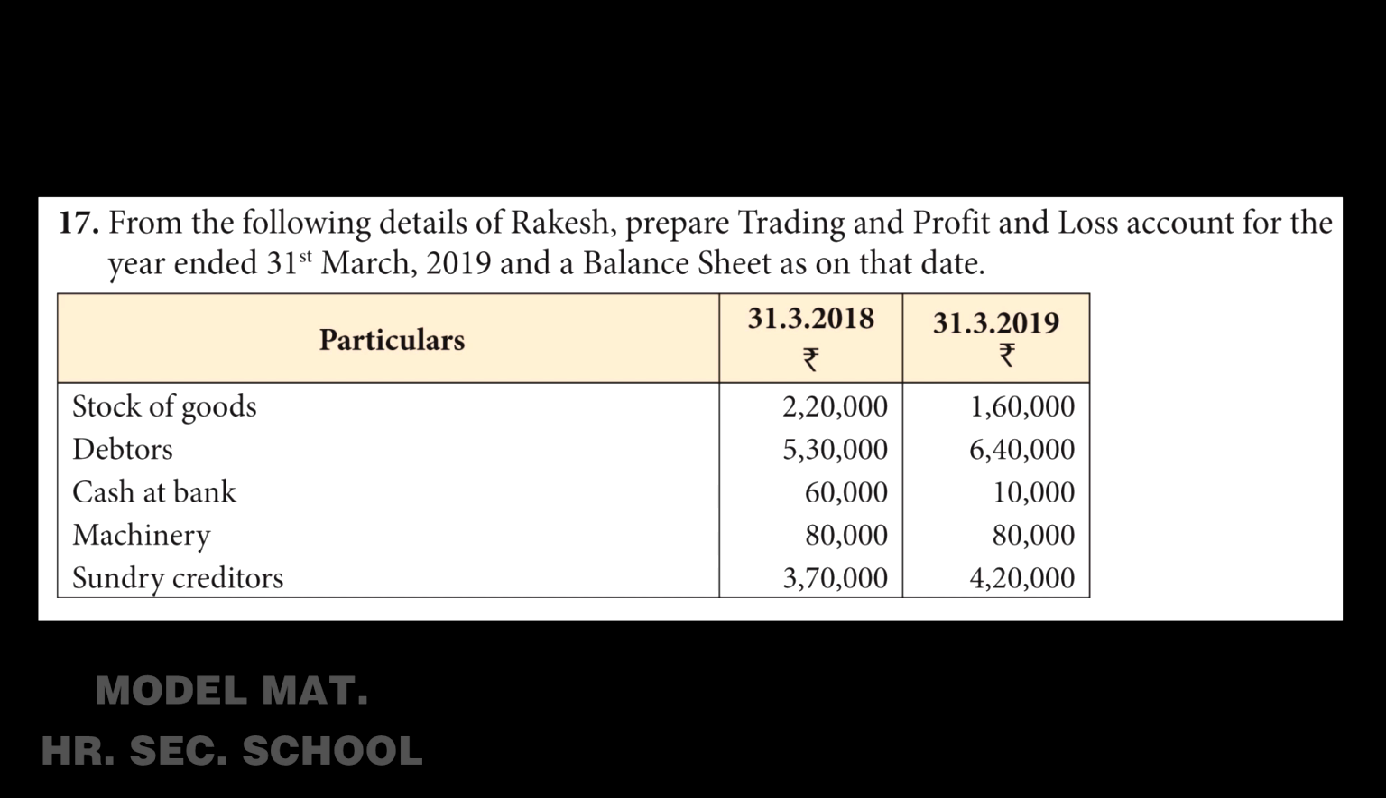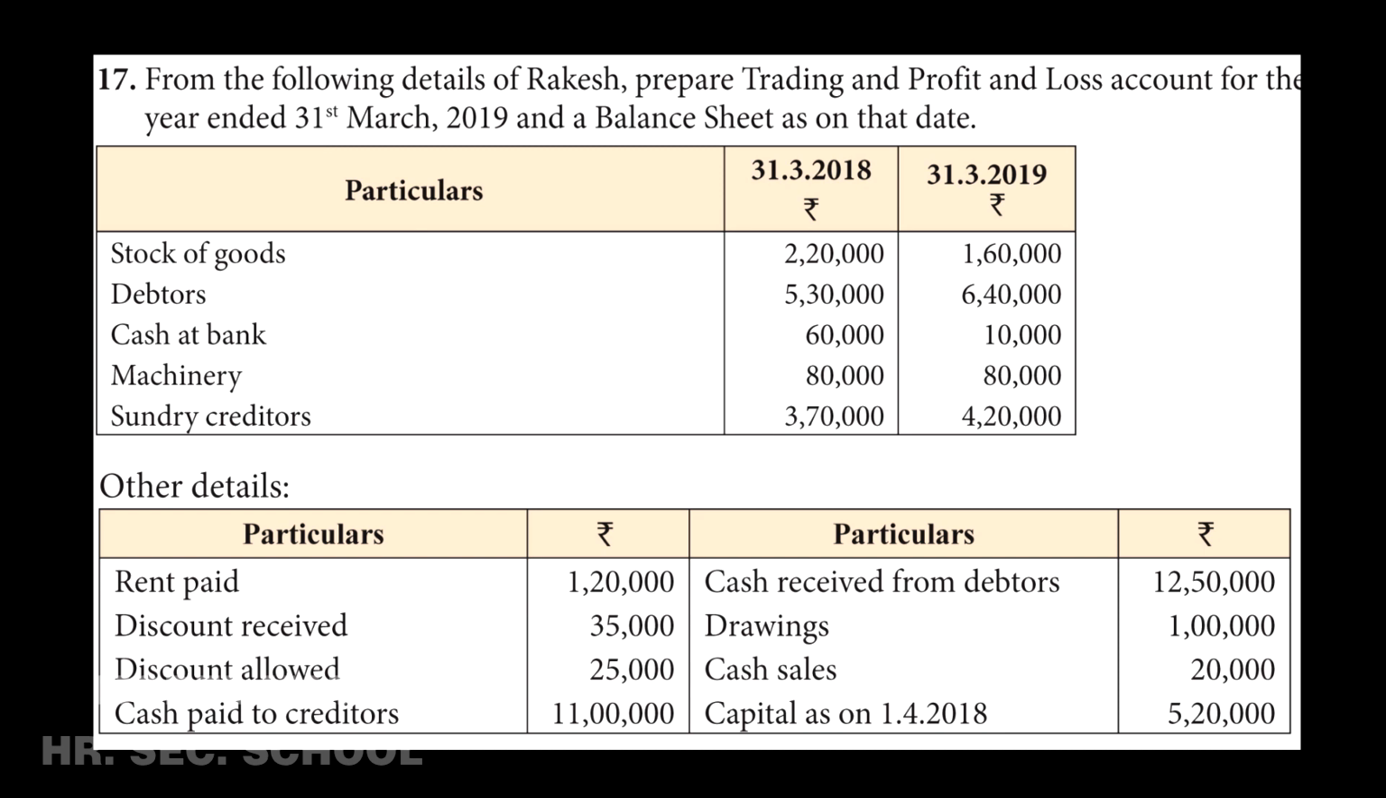Particulars are given and two amount columns are given. That is, stock of goods is given at the beginning and at the end. Debtors is given, cash at bank, machinery, sundry creditors. So these are the assets and liabilities at the beginning and at the end. Apart from that, other details are also given. Rent paid 1,20,000, discount received 35,000, discount allowed 25,000, cash paid to creditors 11 lakh, cash received from debtors 12,50,000, drawings 1 lakh, cash sales 20,000, capital as on 1/4/2018 5,20,000.